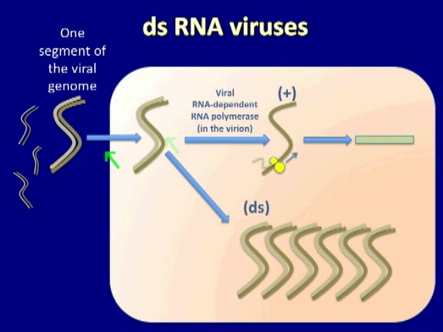Once these double-stranded RNA genomes have entered the cytoplasm of the cell, they are acted upon by a viral RNA-dependent RNA polymerase, which is contained within the virion, and they synthesize a positive strand, which serves as mRNA, to produce proteins, each segment of the virus producing an individual protein. At the same time, the viral polymerase will also replicate the genome and make multiple copies of the genome that are double-stranded and available for packaging in a virion.